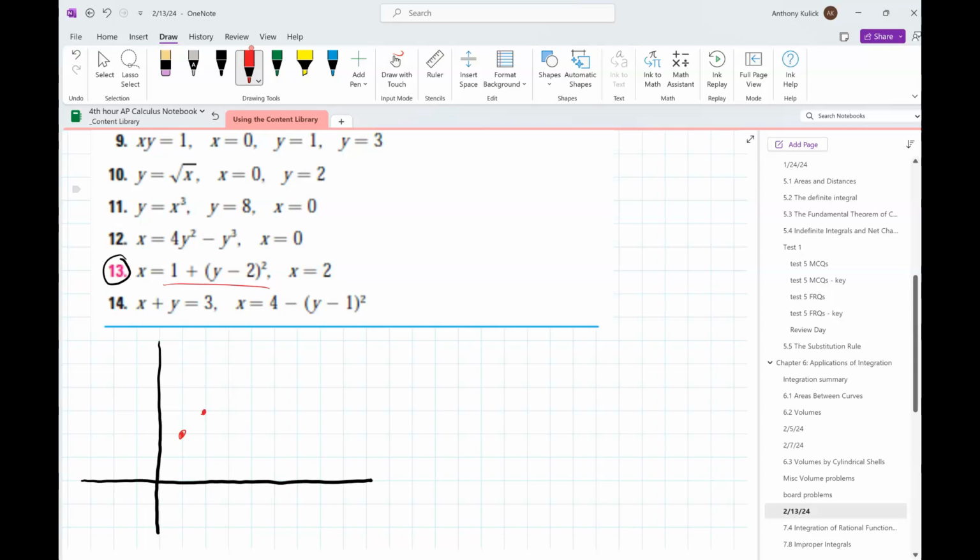And if y is 1, x should also be 2. And let's go up to 2, I suppose. If y is 4, then x should be 3, right?